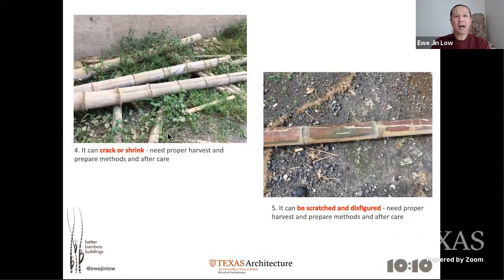With proper harvesting, bamboo will not crack or shrink. But if you harvest it too early, it's possible that the bamboo can actually shrink, and that causes a lot of problems. And bamboo also can easily disfigure and scratch if you're not careful with it. I've seen many people when they harvest bamboo in the jungle and they drag it along without taking too much care against tree trunks. And this is what happens, right? It gets scratched and the silica layer gets disfigured. And this shows up in your buildings, which is unfortunate.